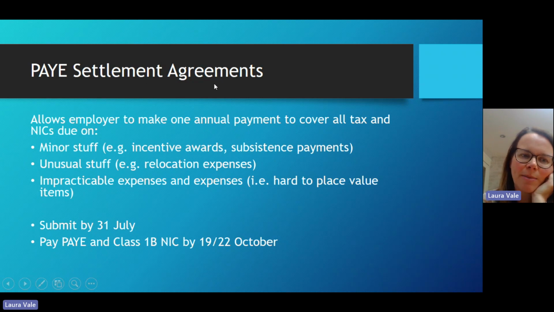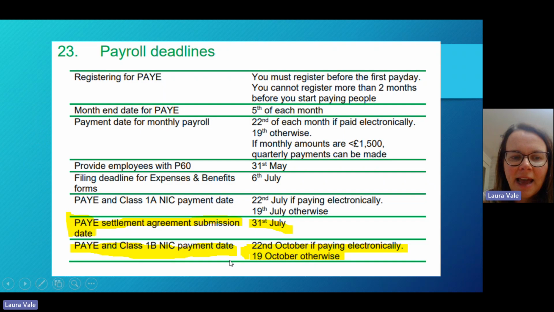And it's called a settlement agreement because you've agreed it with HMRC. So as you can see here, you would submit it by the 31st of July. So it's only once a year. And then you would make your payment, and notice it's a class 1B national insurance contribution on these items by either the 19th or the 22nd of October, depending if you're paying manually or electronically. Right, and again, that information is shown here. So just be aware of what these are. They're just a one-off to cover odd things. I think that's the best way to remember it.